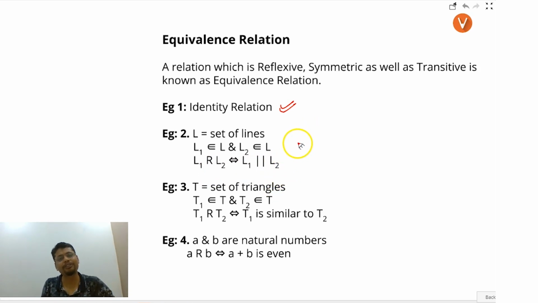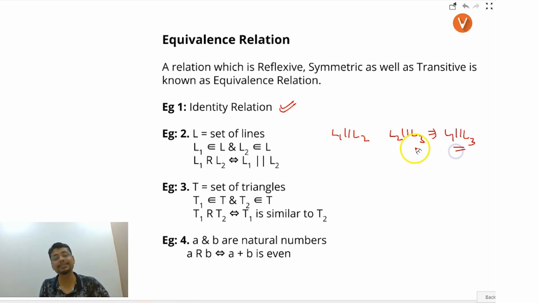It is an example of equivalence relation. Why? First of all, a line would be parallel to itself because a line has the same slope in both cases, right? So we have just seen that this is reflexive, this is also symmetric. Now, is it transitive? Yes, it is transitive. If L1 is parallel to L2 and L2 is parallel to L3, that would mean L1 is parallel to L3. So that means it is transitive also. And we have already seen that it is reflexive and symmetric, right? So that makes it an example of equivalence relation.